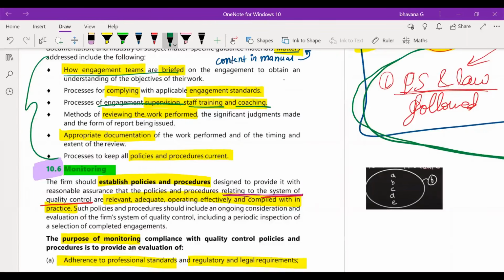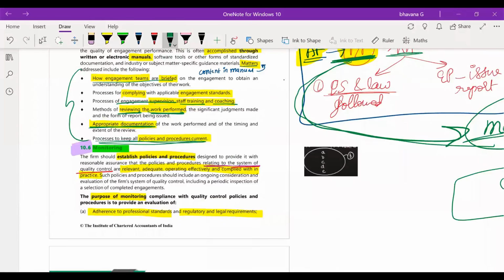Whatever work is performed by the engagement team, how is it going to be reviewed? Regarding that also policies have to be made. And how you will maintain appropriate documentation, you have to bring policies on that also, and a process to keep all policies and procedures current. Okay, so if there is some kind of change in the law or anything, how will you keep your policies updated? Regarding that also you have to bring a policy. So these are the six matters on which you have to make policies and procedures, and this will be the content of your manual.